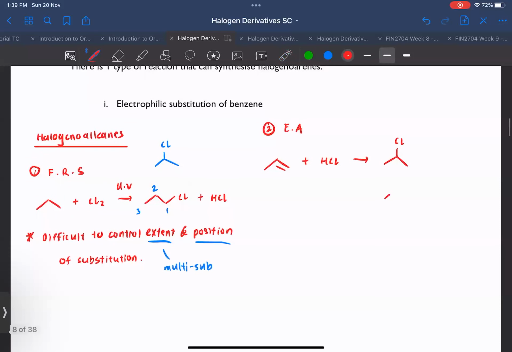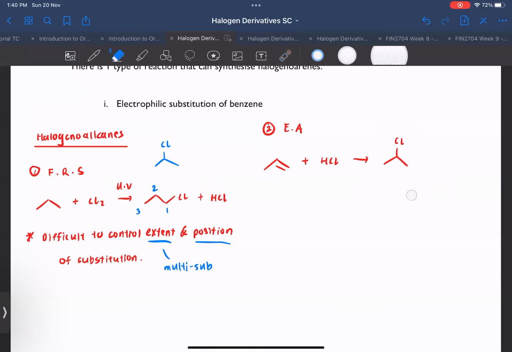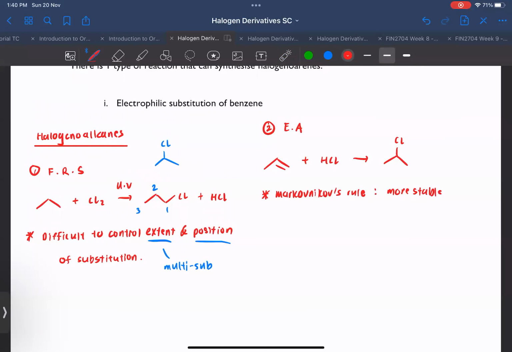But you may be asking me, what if the Cl substitutes here instead? Isn't it very difficult to control the position as well? Not exactly, because remember, we have something that can help us, if you can remember your Markovnikov's rule. If you don't remember what it is, it is the formation of the more stable carbocation. Remember, the more stable carbocation is the one that is more likely to form. So we can actually predict the product that we want a lot better as compared to FRS. FRS is just a game of chance. If you're lucky, you get your product. If you're not lucky, you won't. But for electrophilic addition, we know that the more likely product to form is the one that's more stable. So we can use that to our advantage to synthesize what we want. That's why electrophilic addition is always a better option. Just take note of this.